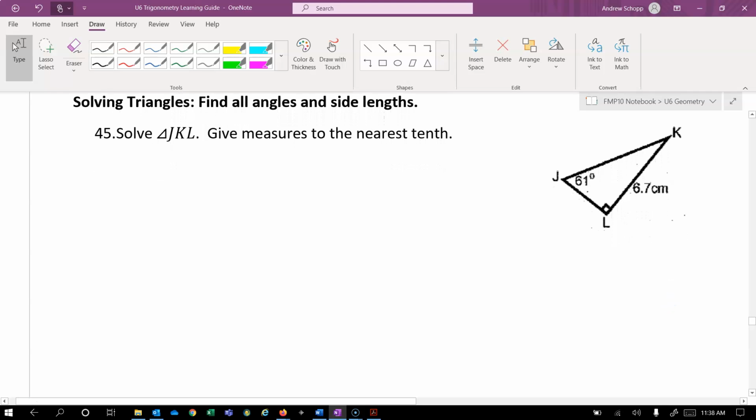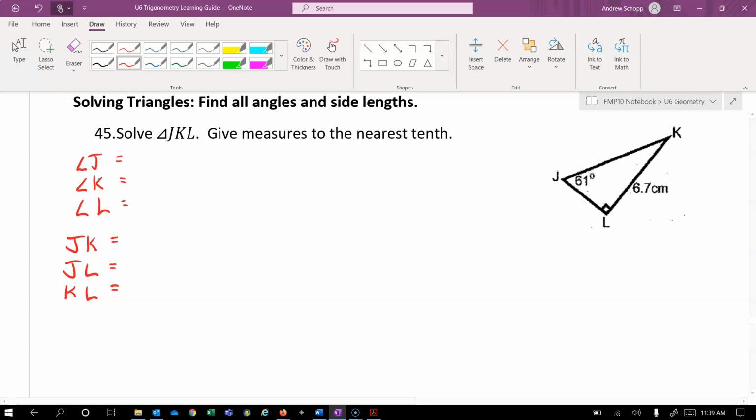So what I like to do to keep myself organized is I like to write out a list of all the pieces that I need to know and all the pieces I know. So I'm going to start with that on the left. I need to know angle J, angle K, and angle L. I also need to know side length JK, JL, and KL. Okay, so those are the 6 angles and sides that we need to solve the triangle.